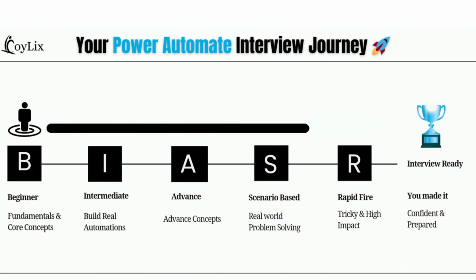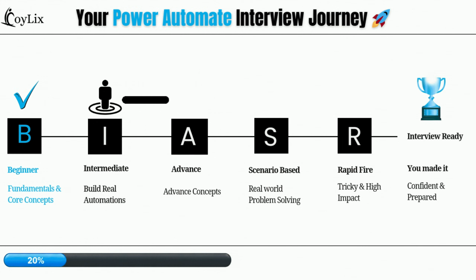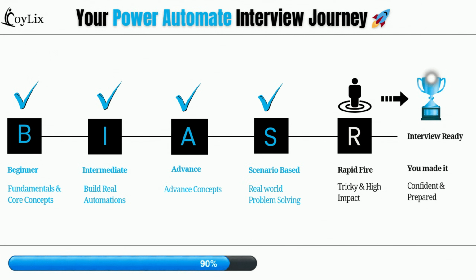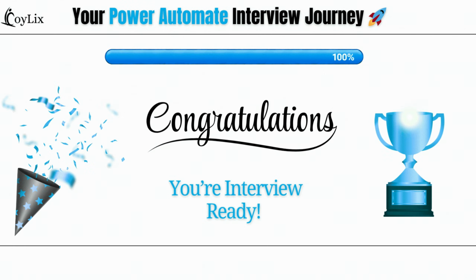So this is a journey I will recommend. We start with beginner concepts where you build a strong foundation and understand the core building blocks of Power Automate. Then move to the intermediate level where you start building real automations and learn how different actions work together. Next comes advanced concepts where you master expressions, error handling, approvals, and other important topics. After that, focus on scenario based questions because real interviews are all about solving business problems. Finally, practice rapid fire questions to strengthen your confidence and improve your response speed. Follow this roadmap and you will be ready with confidence.